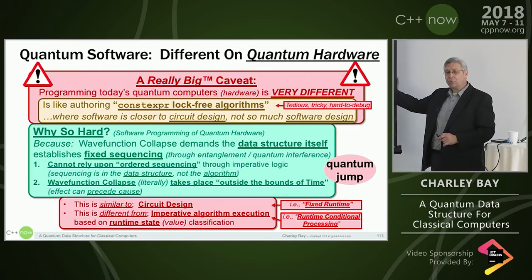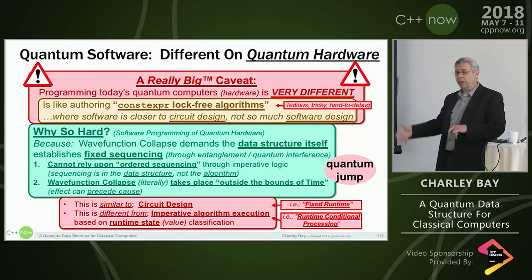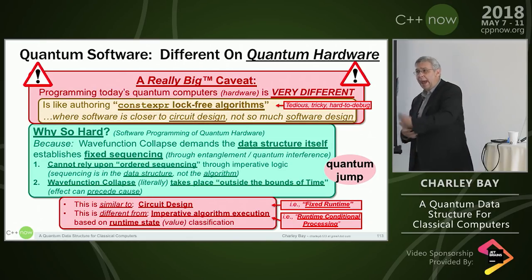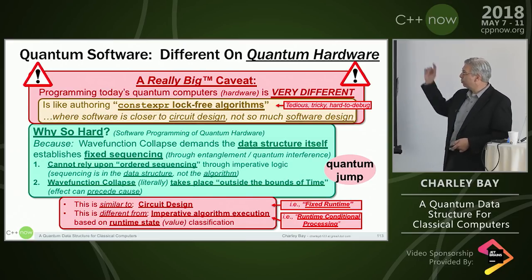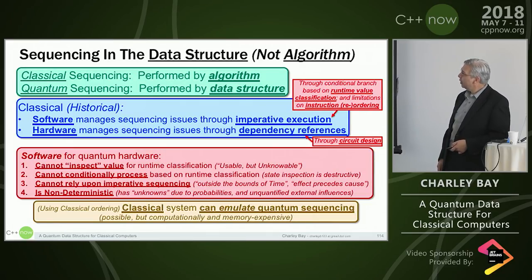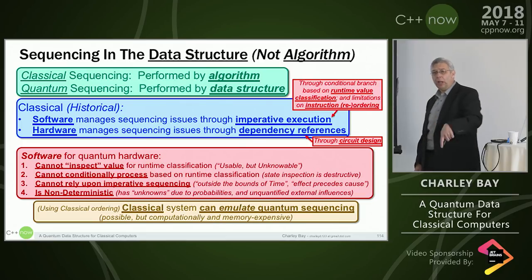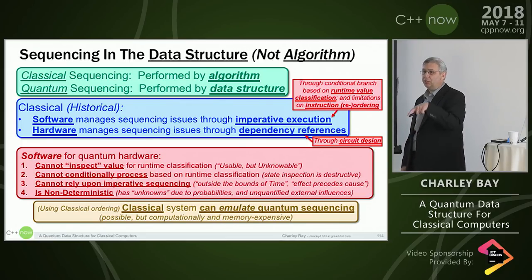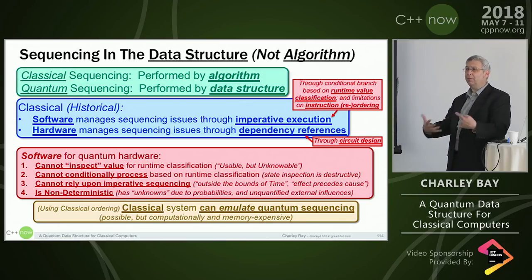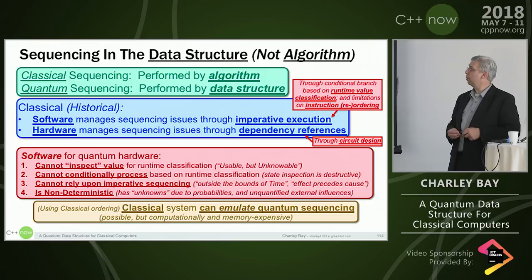So the fixed runtime, static nature of hardware is closer to what today's quantum algorithms would look like. And they go through, of course, quantum jumps. Sequencing: classically, we sequence in the algorithm. Quantum sequencing is through the data object. The sequencing is moved internal. Every object takes control of its transactional atomic quantum jump.